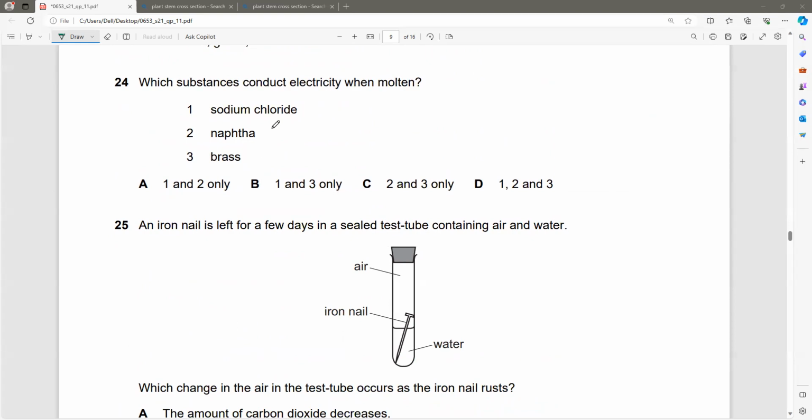Now, which substances conduct electricity when molten? Sodium chloride, naphthalene, and brass. Molten state means sodium chloride in the molten state. It is an ionic compound. Ionic compounds will conduct electricity when they are in a molten state. Am I right or wrong? And metal, brass also. So the first option I can eliminate. Naphthalene will never conduct electricity, and brass will conduct electricity in the molten state. So please remember that.